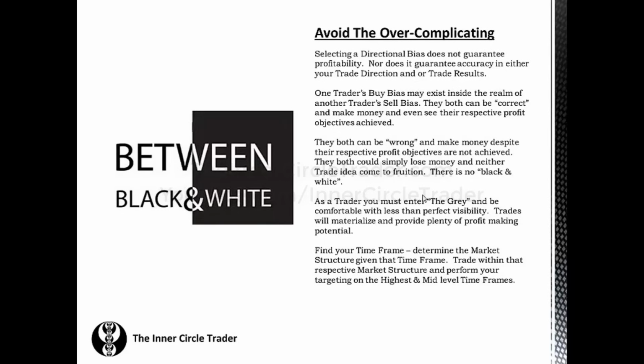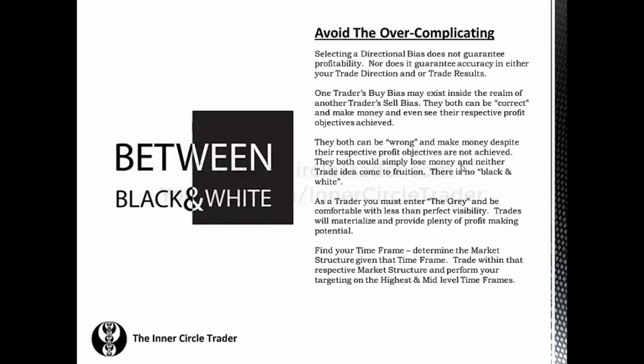There is no black and white. It's very important you understand that. As a trader, you must enter the gray and be comfortable with less than perfect visibility. Trades with the foresight that you're expecting don't exist. Nobody has a crystal ball. I don't have it. I'm still trading on the probabilities, not the perfect scenario. There's no perfect scenario, okay? You, as a trader, will see trades materialize that will provide you plenty of profit-taking potential. Live there. Don't expect 100%. It's not going to happen, because I guarantee you, the only thing 100% is going to happen is you're going to go nuts expecting an impossibility.